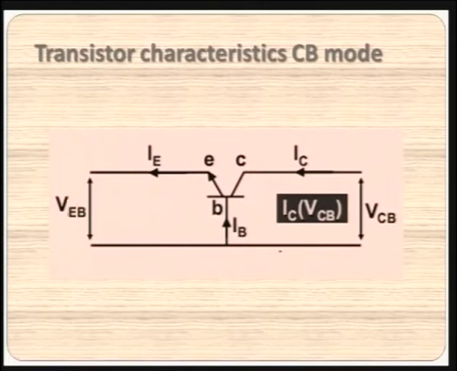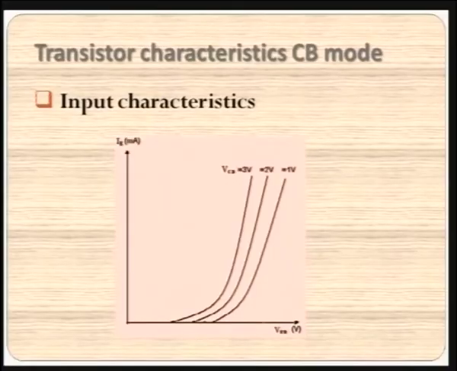This is a common base mode configuration. The input side current is here, the emitter current, and the output side current is the collector current, and here the base is kept common for the input and output side. Similarly, the input side voltage is VBE and the output side voltage is VCB. Now, we can take up the input characteristic study of this simple circuit. How do the input characteristic curves look? Let's have a look at the diagram.